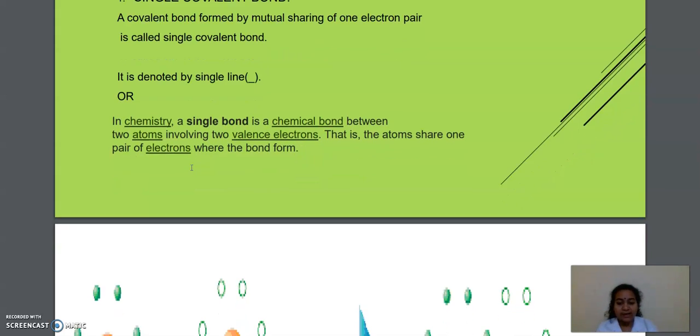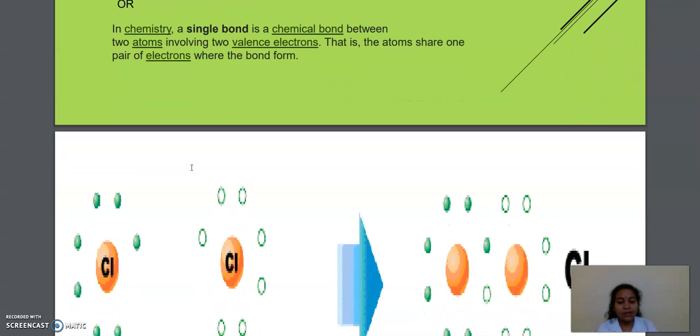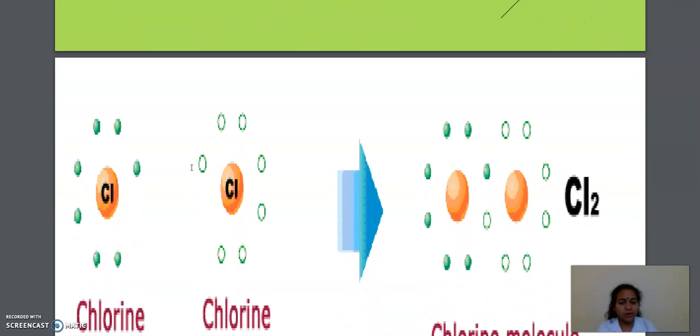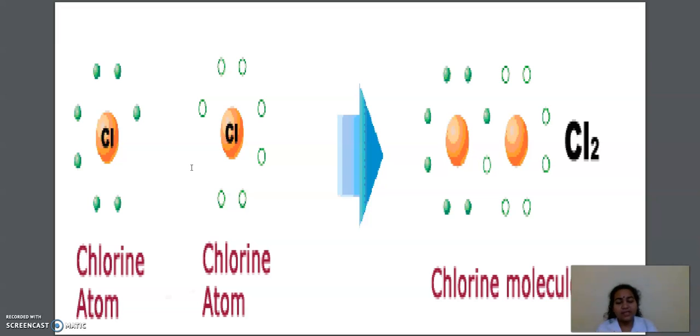So that we can see here. And what about, for example, another example, the chlorine molecule. We know the valency of chlorine is 7, hence its atomic number is 17. So its valence electrons are 7. So in order to attain octet, it needs one more electron.